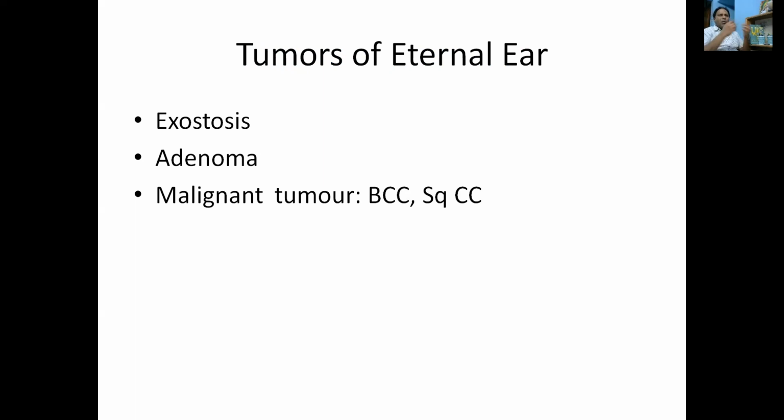Exostosis is a bony growth in the external auditory canal. It's a bony overgrowth. So what will happen? On examination of the tympanic membrane, some mass-like structure will be blocking the tympanic membrane view, especially in the bony part of the external auditory canal. So we have to remove that by surgery. This is one of the conditions.